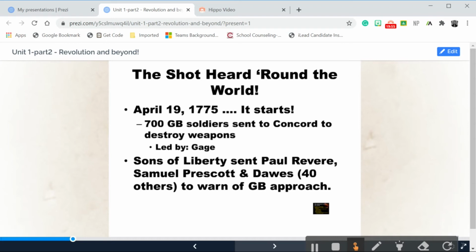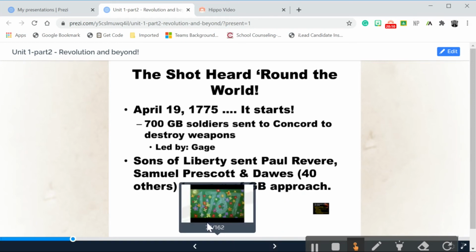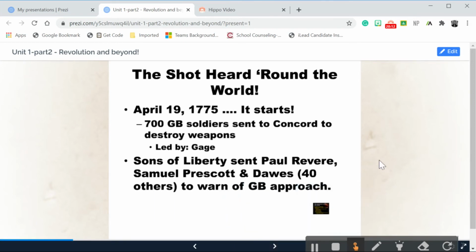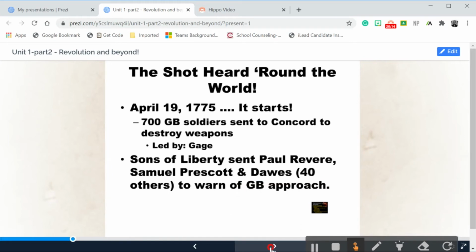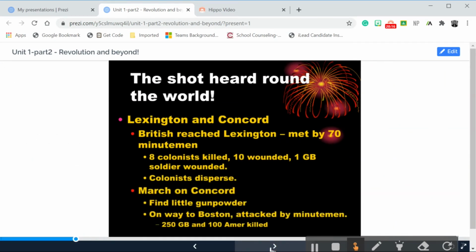So right now what I'm doing is looking at the battles chart. To help you out, 700 soldiers were sent to Concord to destroy weapons, led by Gage. The Sons of Liberty sent Paul Revere, Samuel Prescott, Dawes, and 40 others to warn about the Great Britain approach. So Lexington and Concord, this is more information about that. You talk about who won and a brief summary of the events. You have that here for you.